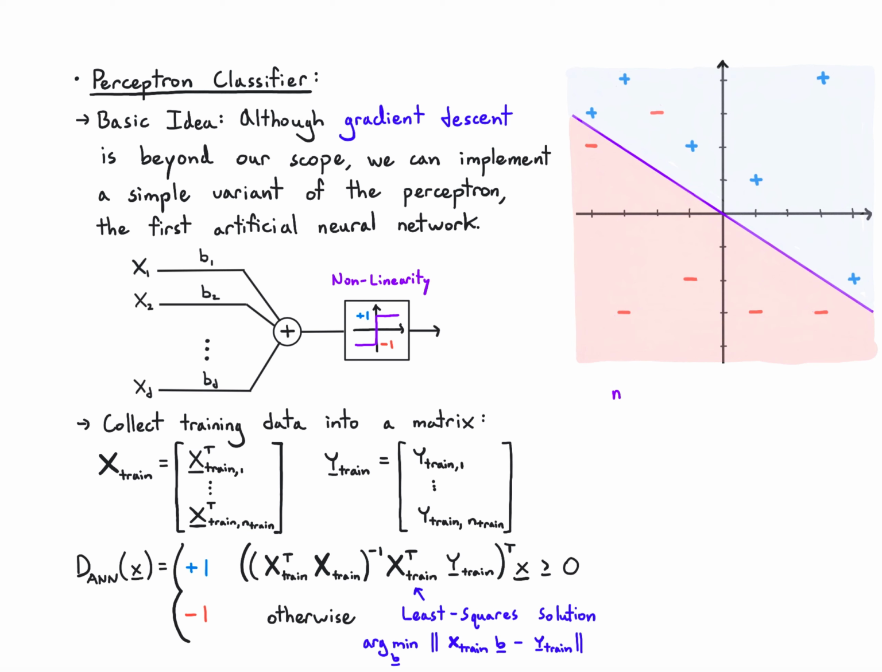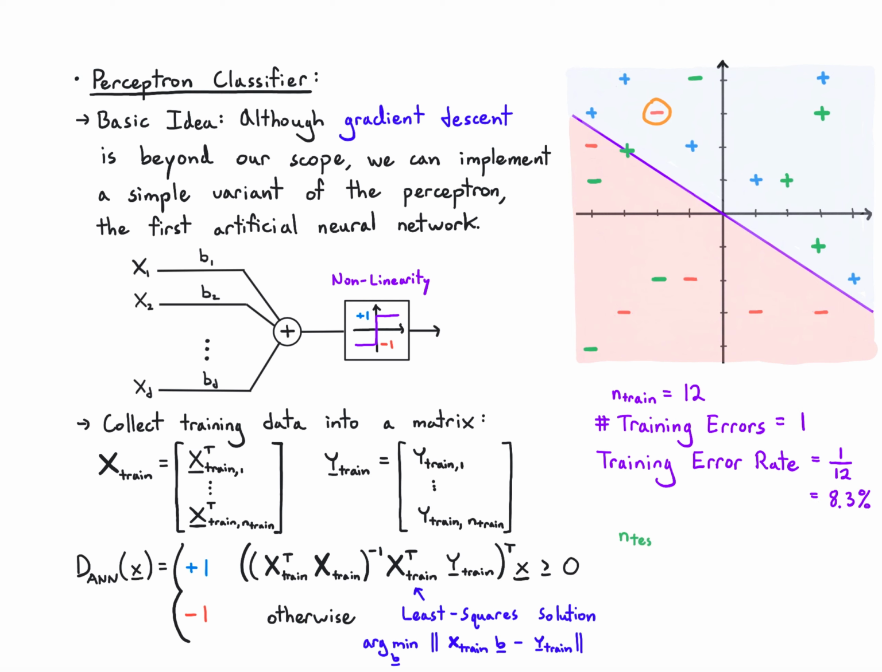Just to wrap up, let's look at this. It gives me a linear decision rule. I have one training error, so my training error rate is going to be 1 over 12, that's 8.3%. Then for my test errors, in this particular case, I have one test error. That takes my test error rate to be 1 over 8, and that is 12.5%.